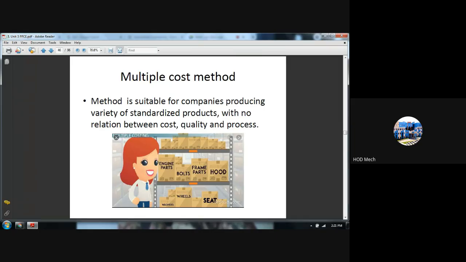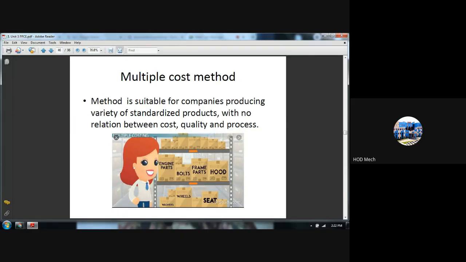Now, in multiple costing, a company will be producing or manufacturing different products. And when they are subjected to different projects or products, they come under the multiple costing system. For example, take any mobile brand: you have different types of products, and for the same mobile, you have different models.